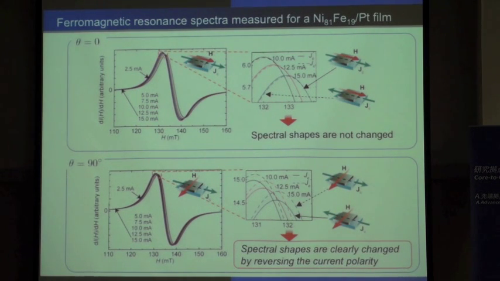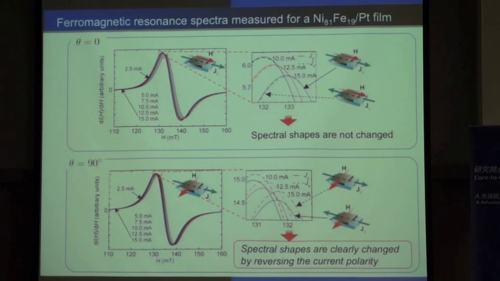We measured at two conditions. This is the data obtained when the external field is applied parallel to the charge current. And this is the data obtained when the external field is applied perpendicular to the charge current. What is important is that only when the field is applied perpendicular to the charge current, the spectral shapes are clearly changed by reversing the current polarity.